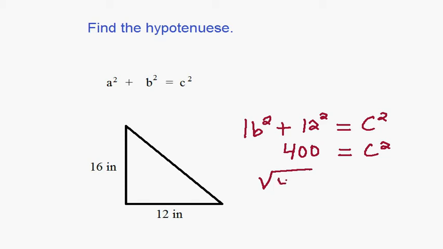By converting 400 into the square root of 400. If we turn 400 into the square root of 400, then c squared becomes c. Let's simplify. The square root of 400 is 20, and 20 is our answer. 20 equals c. The length of the hypotenuse in this example is 20 inches.